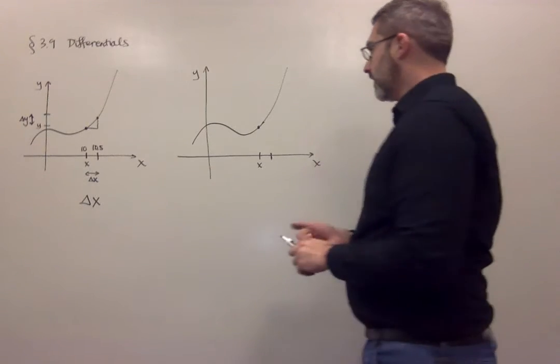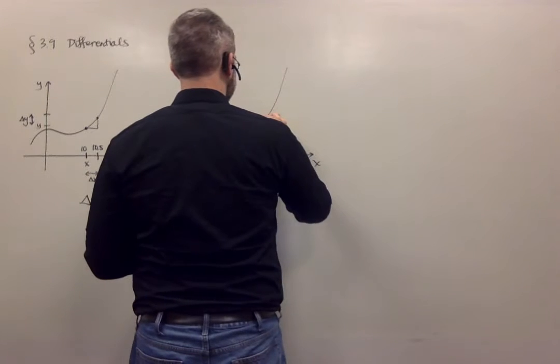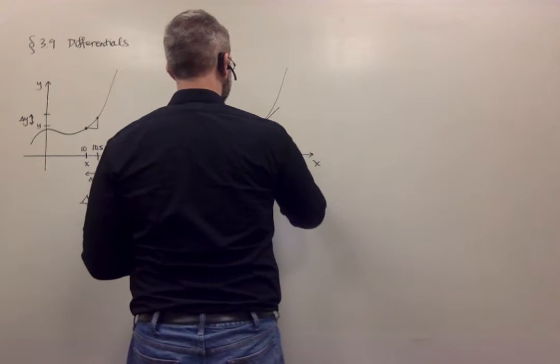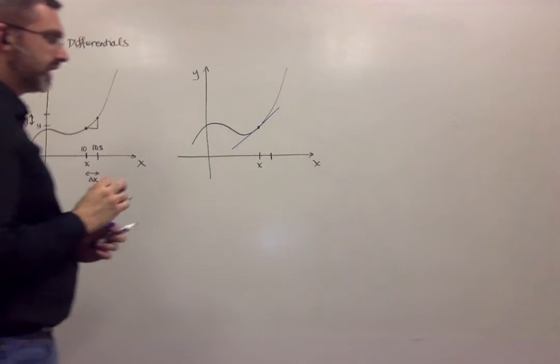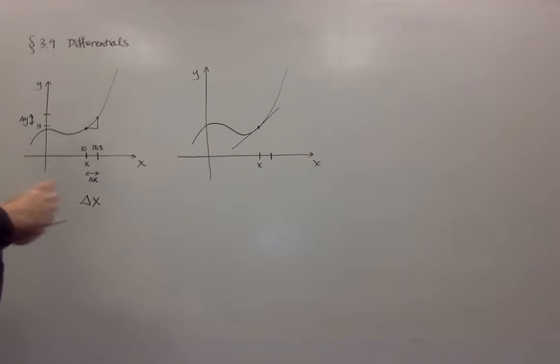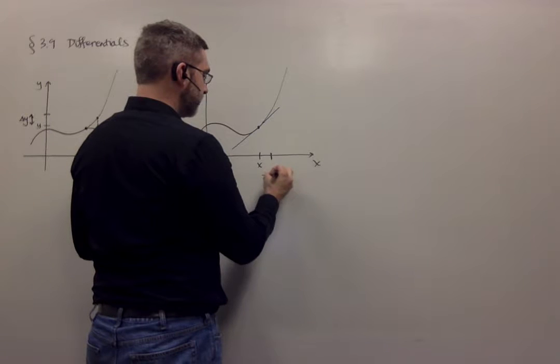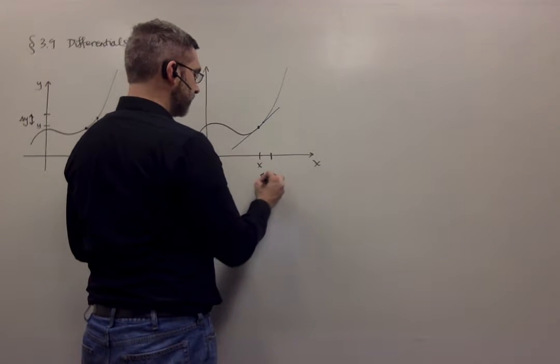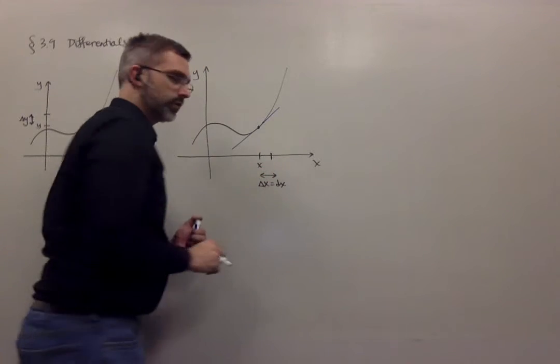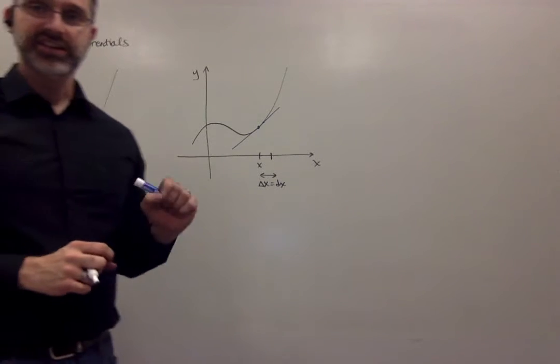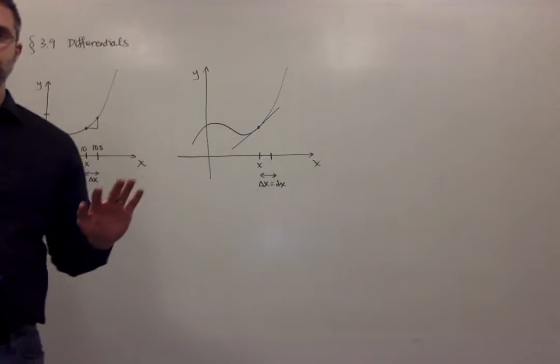So instead of using the function, we're going to use the tangent line. In other words, we're going to use the slope. And we're going to call the same distance delta x, I'm going to call it dx, okay? There's a suspicious reason that I'm calling it dx. Don't worry about that right now.